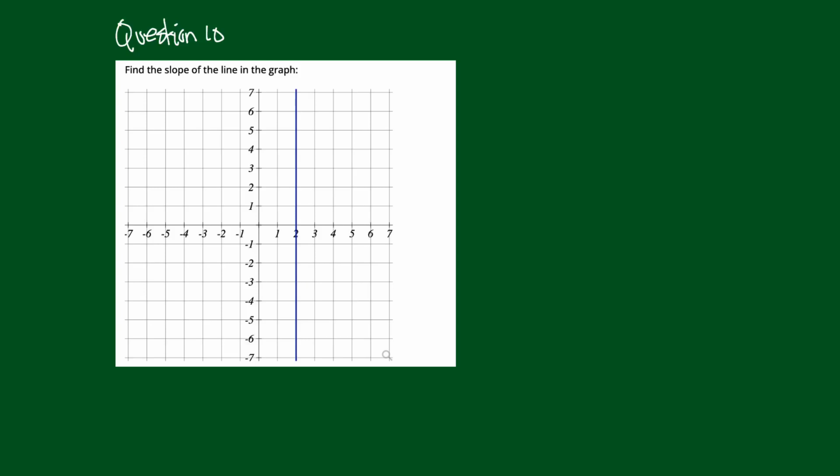Question 10, find the slope of this line. Now this line to me looks vertical. So I know that vertical lines have undefined slope, or we could say there is no slope. Vertical lines have no slope. Or you could say the slope is undefined. Now, that's vertical lines. This is what it is for vertical lines.